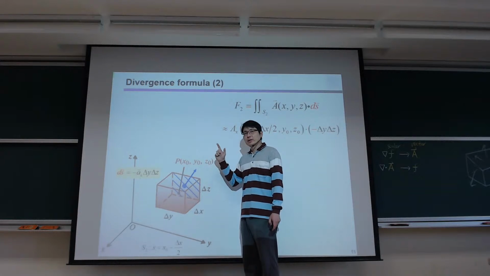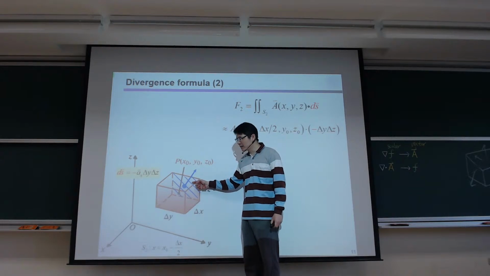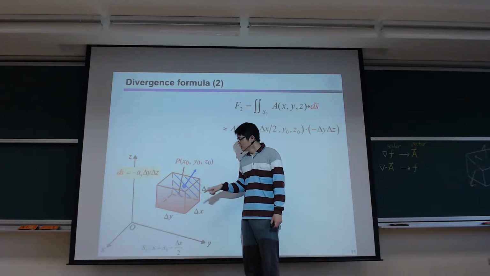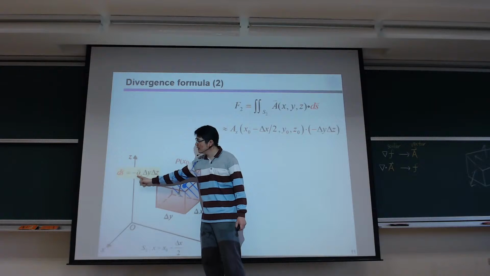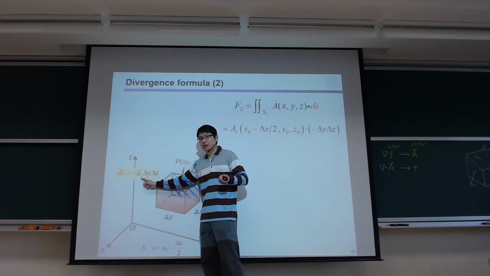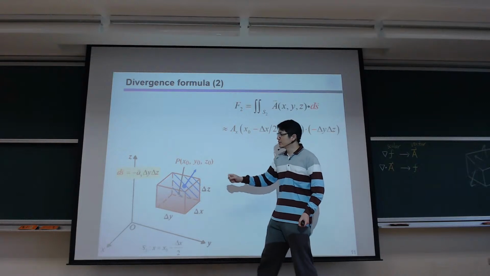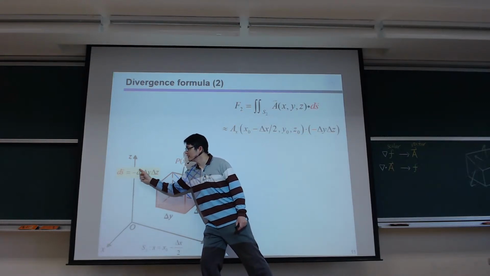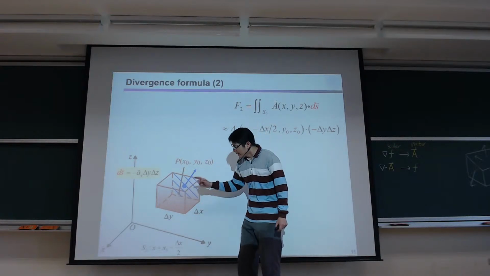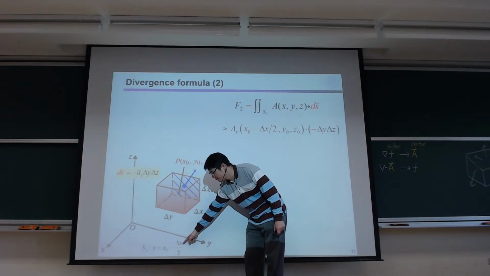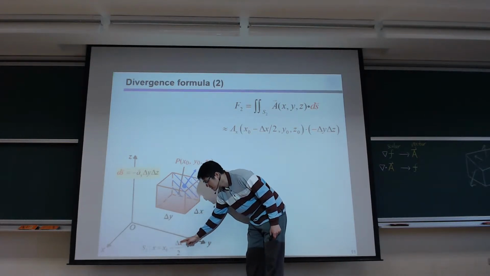Again, we are trying to evaluate the outward flux. For the back surface, its direction is also pointing out from the structure. So now the surface is pointing in the negative x direction, but its area is still determined by delta y and delta z. Right? So now this dS, differential surface, has a negative sign, and its position is now offset in the negative direction as well. So it is situated at x0 minus delta x divided by 2.